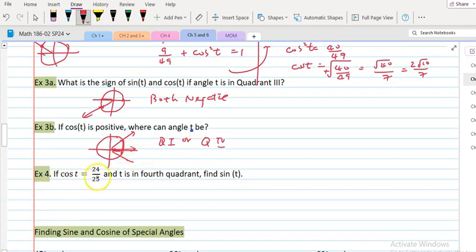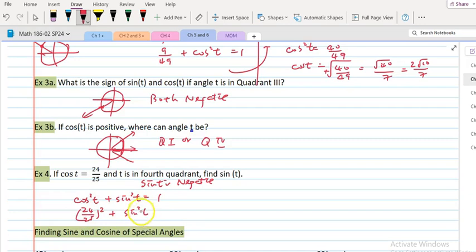If cosine t is 24 over 25 and the angle is in quadrant 4, well, in quadrant 4, sine t is negative, right? So find sine t. I'm going to use the Pythagorean identities: cosine squared t plus sine squared t is equal to 1. So cosine t is 24 over 25. I square it plus sine squared t is equal to 1.